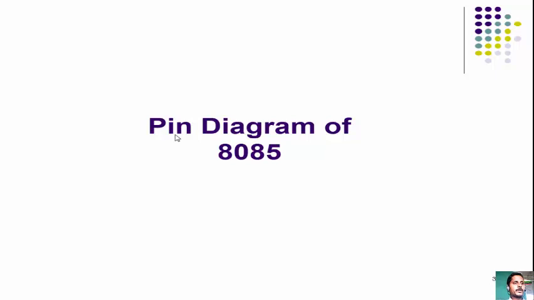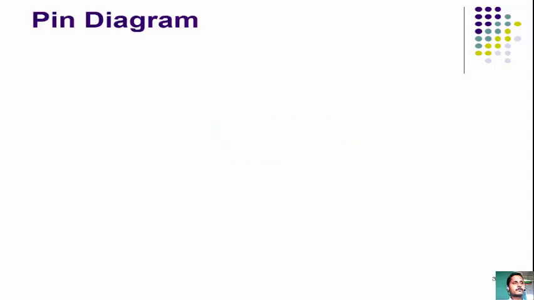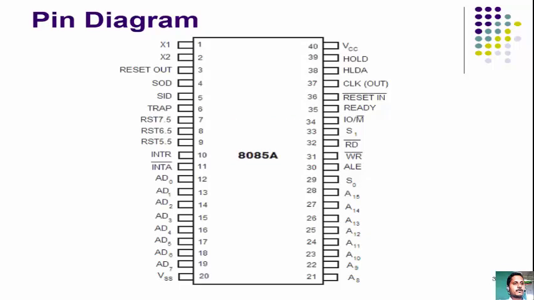So let us continue with the pin diagram of 8085 microprocessor. So this is the pin diagram of 8085 microprocessor. So this is a 40 pin IC in DIP package, dual inline package.